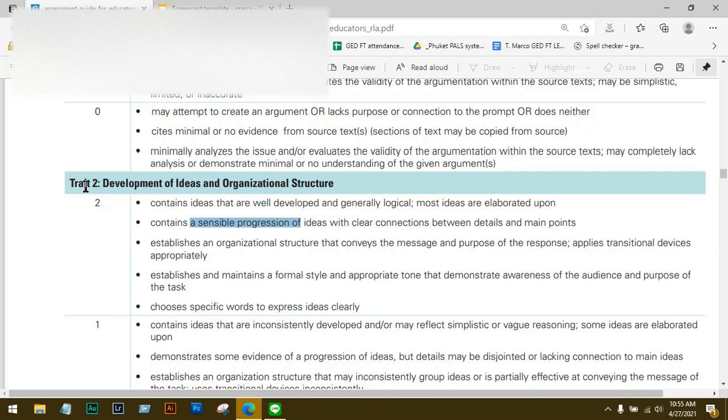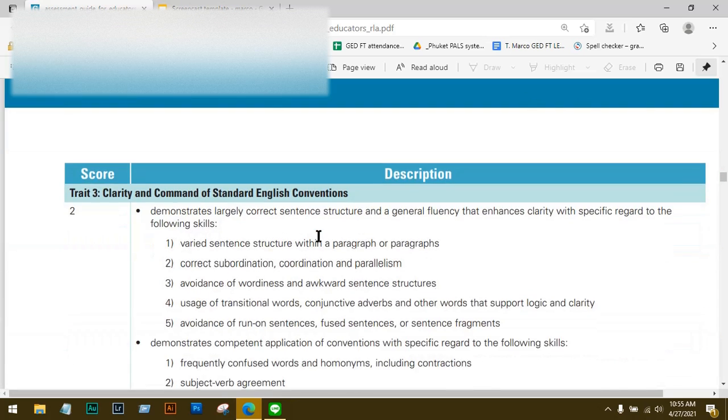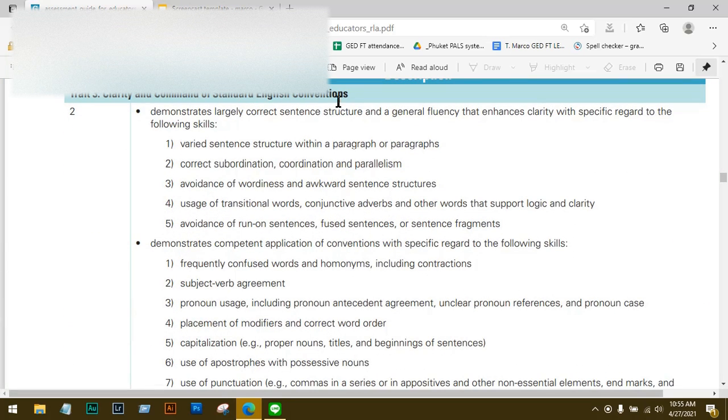And then the third trait, which is clarity and command of standard English conventions. So this is where grammar skills are measured. So again, there's a lot for you to know in grammar, and it's important for you to keep on practicing and be aware of these rules when you're writing. So what do you need to do in order to have a 2 points?